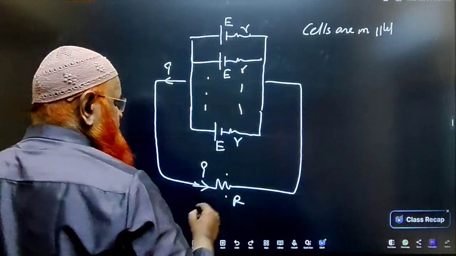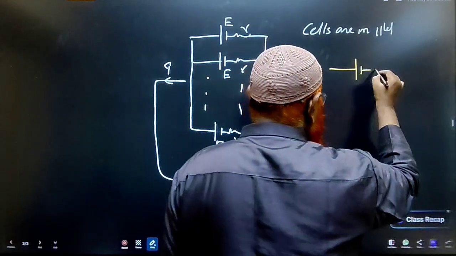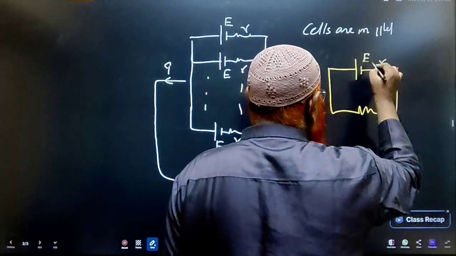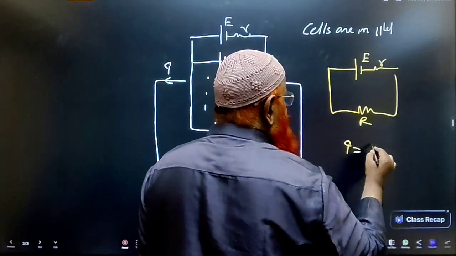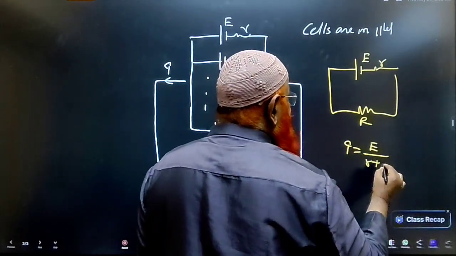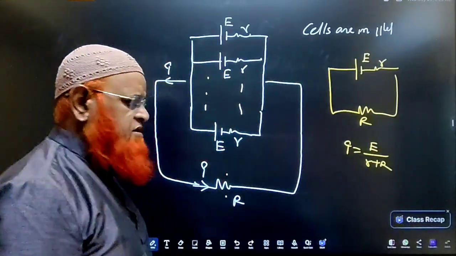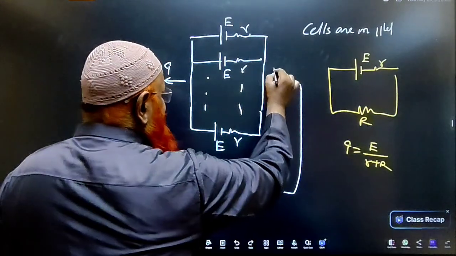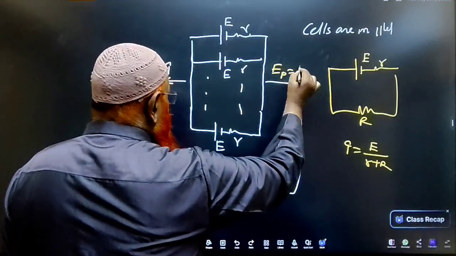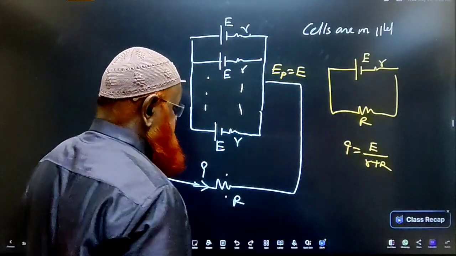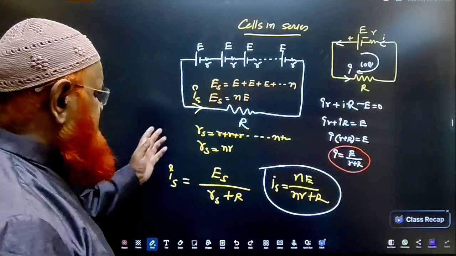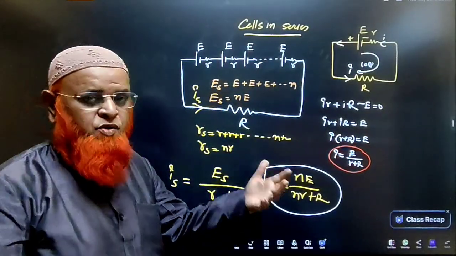So let us compare this with a simple circuit, which will help you to solve the case very easily. So you write current is nothing but E net by R net, isn't it? So in the parallel connection, what is going to be the E parallel? E parallel is just E. In series connection, E series is N into E.